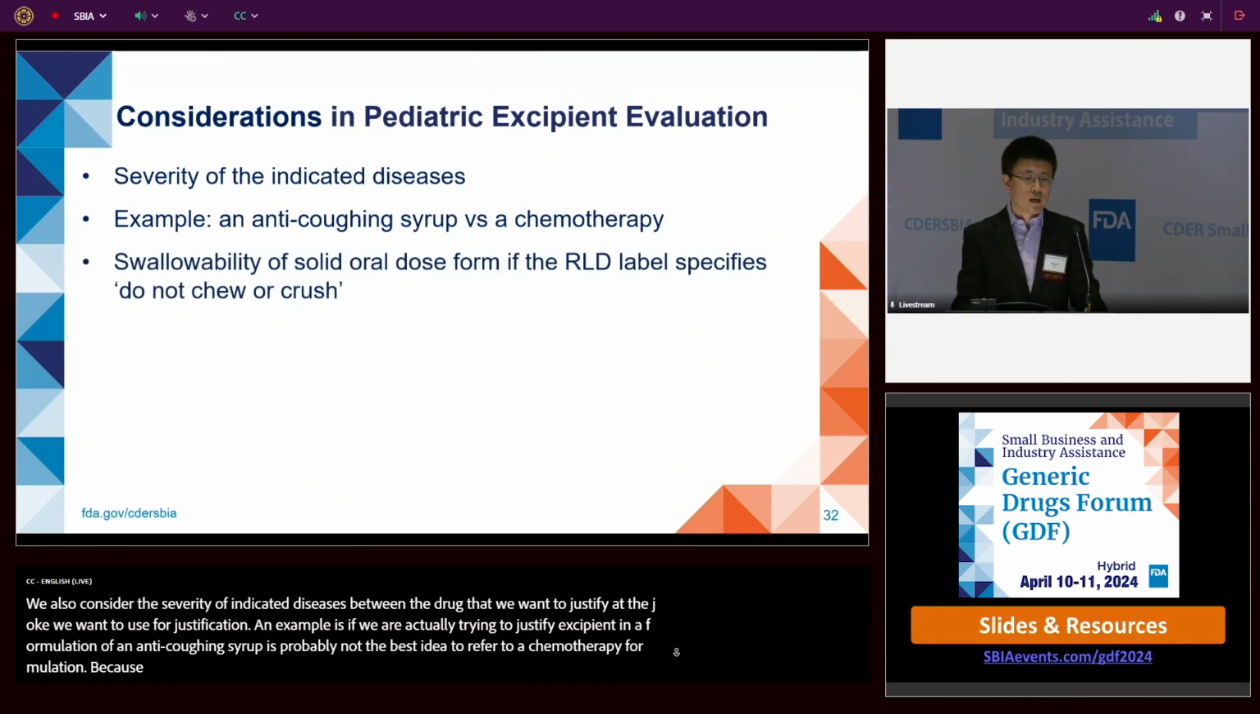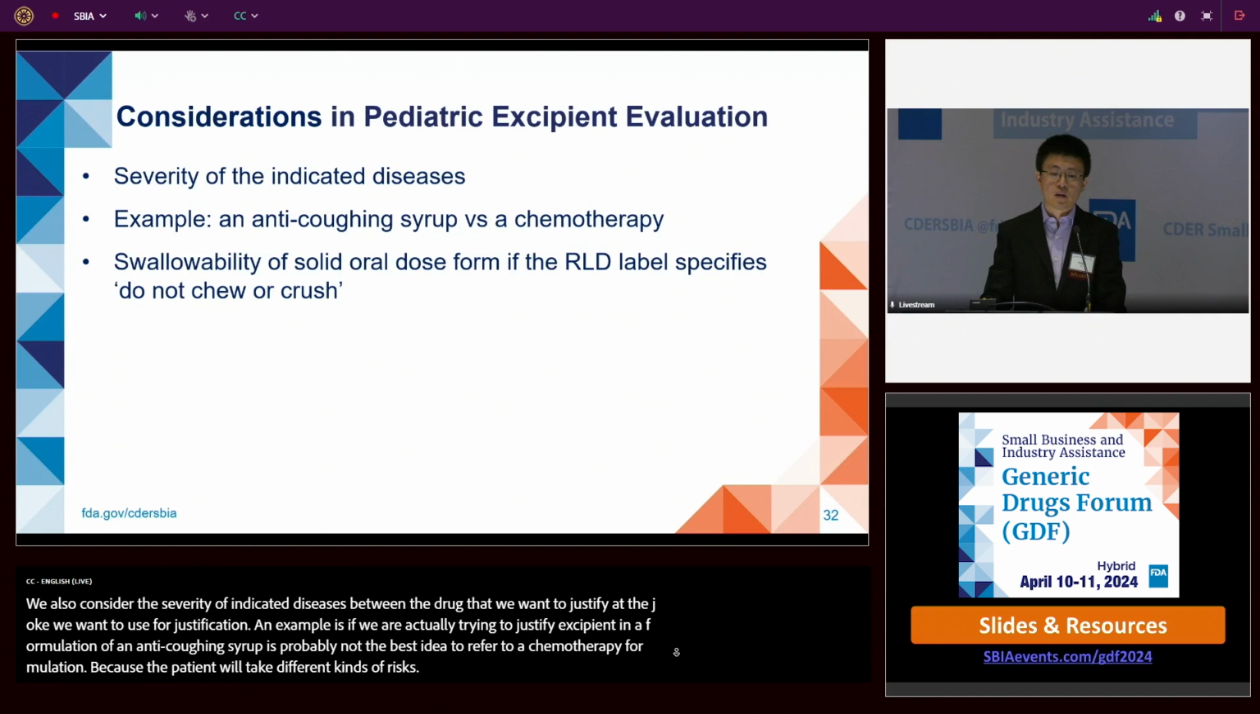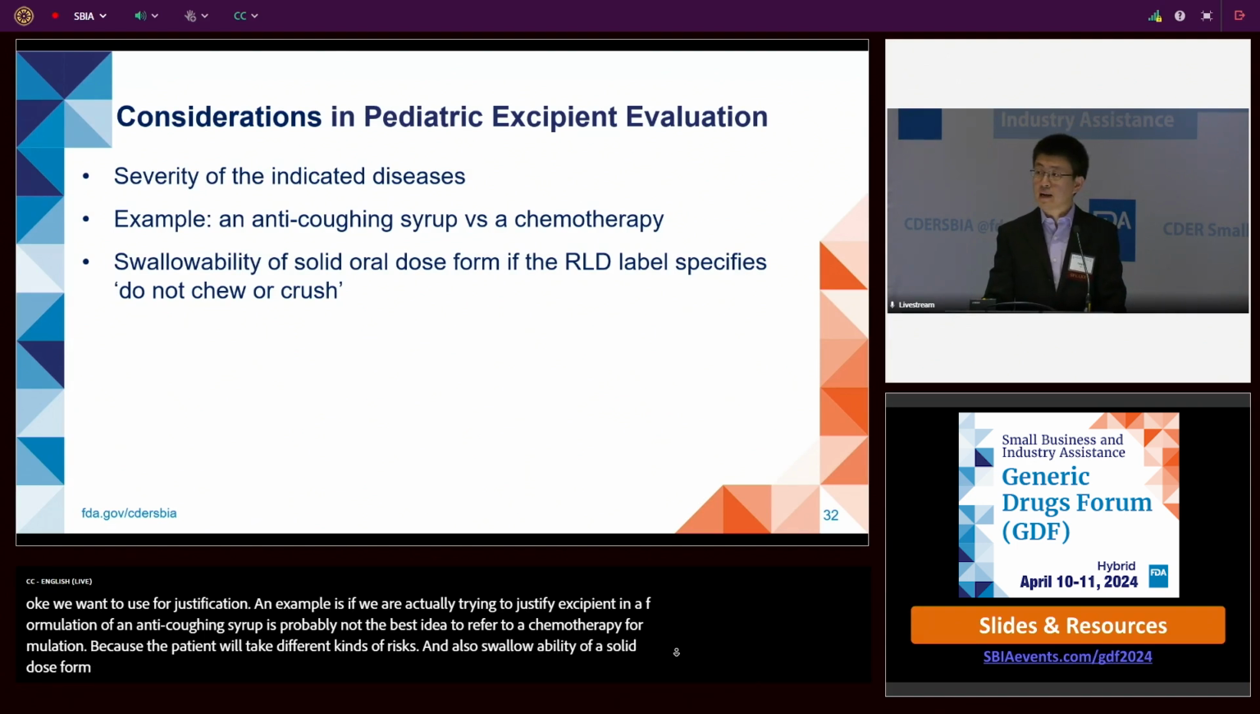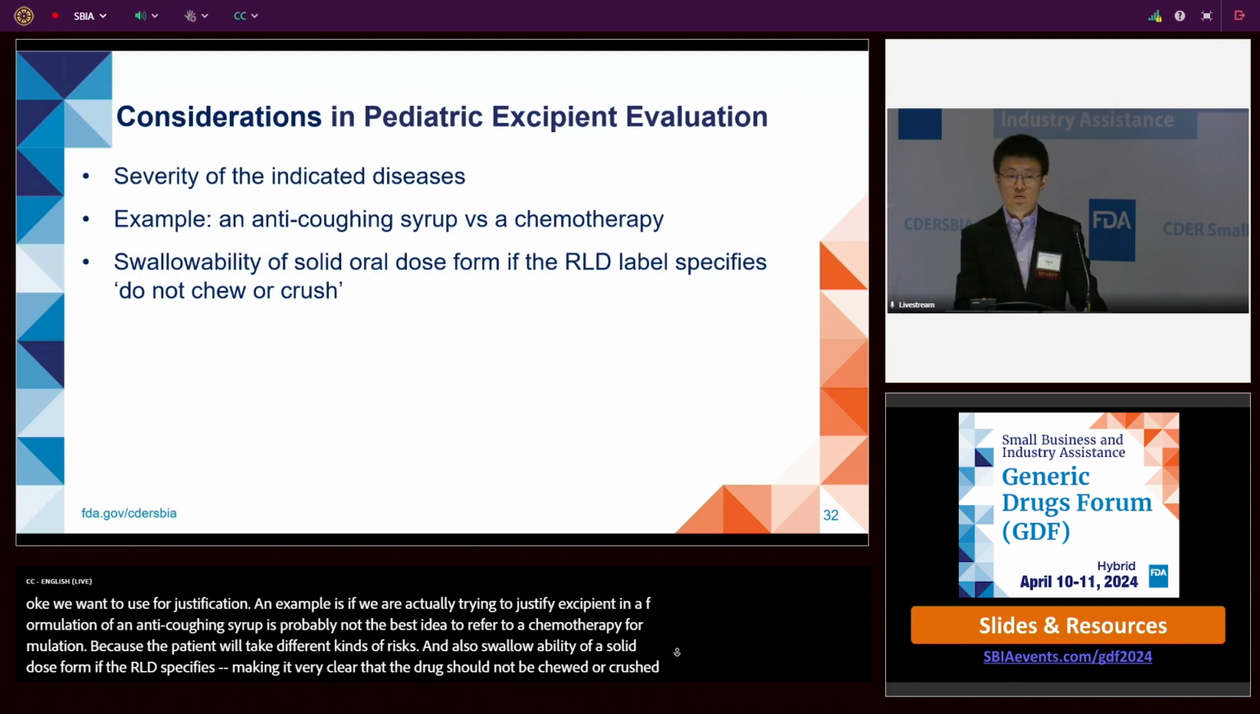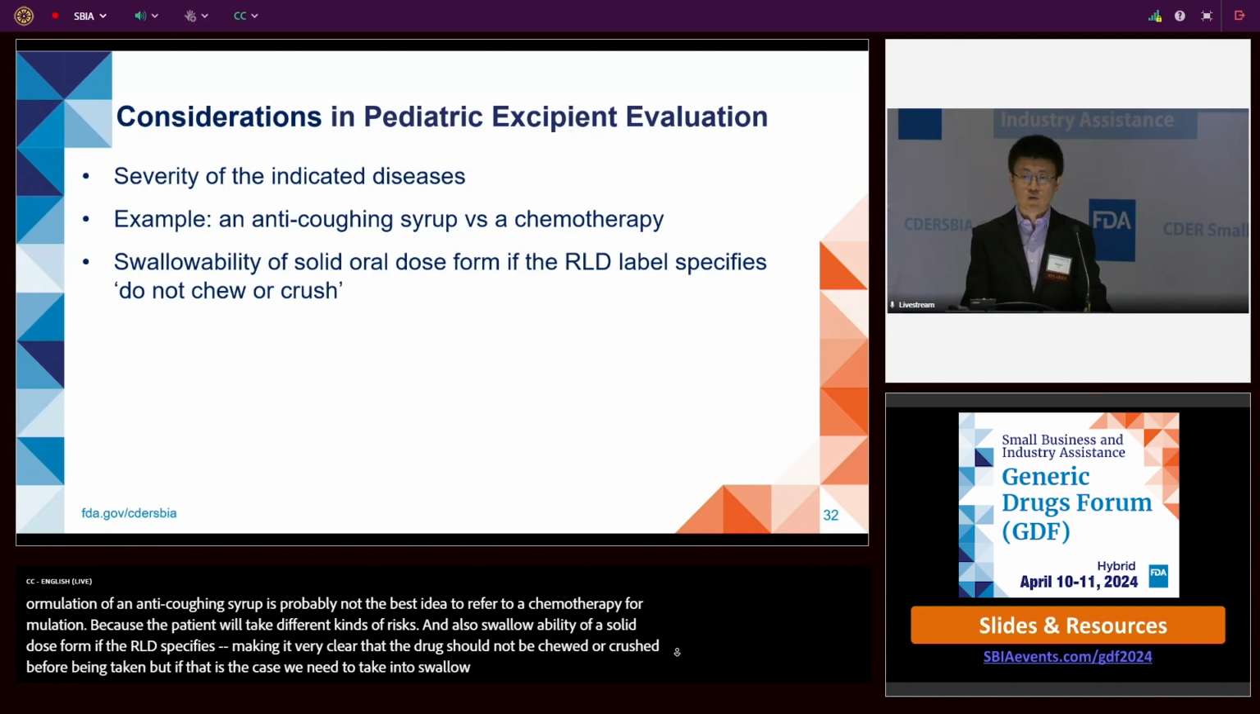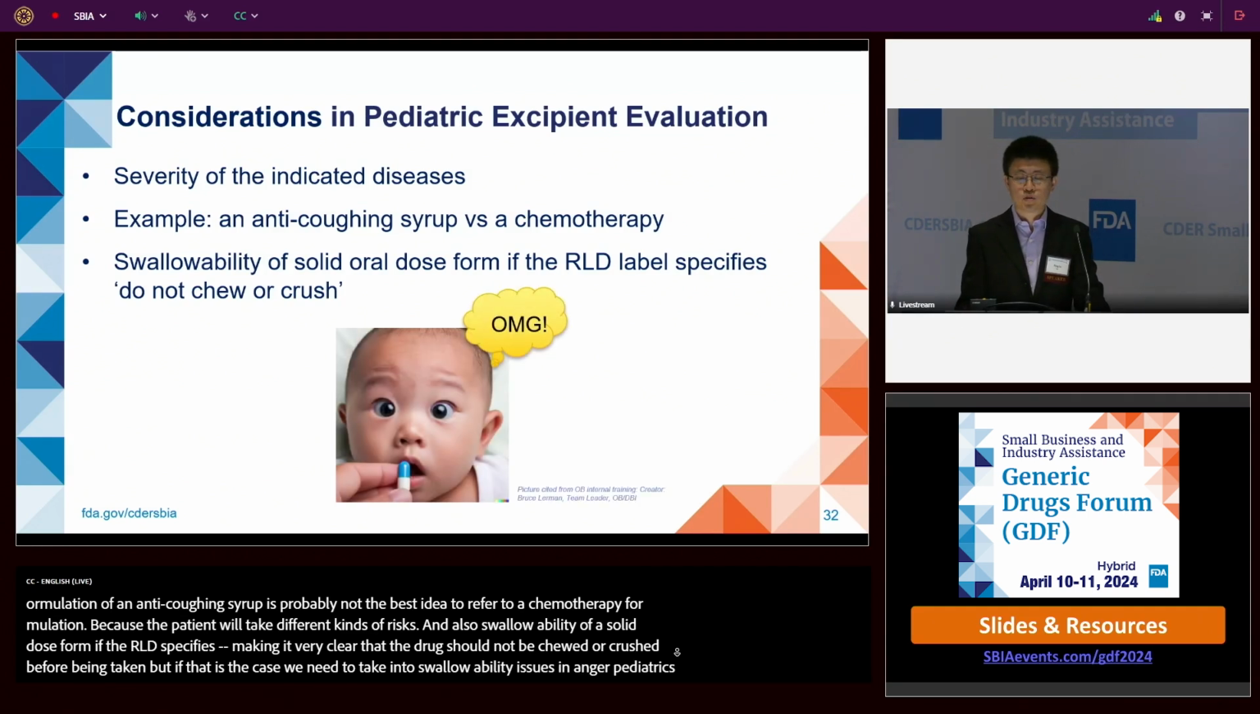kinds of risks. And also swallowability of a solid dose form: if the RLD specified makes it very clear that the drug should not be chewed or should not be crushed before taken, then we do need to take the swallowability issue into account in younger pediatrics, for example, younger than 6 years of age. So I can't help showing this picture.